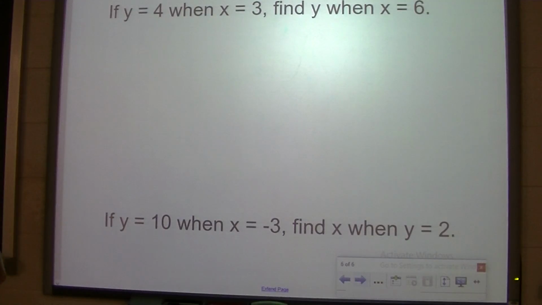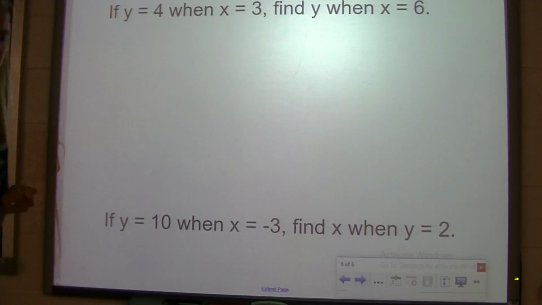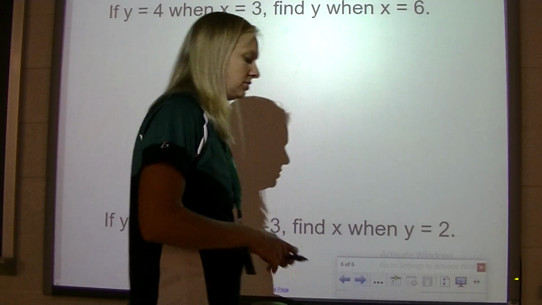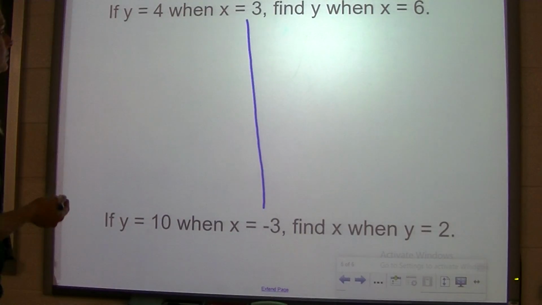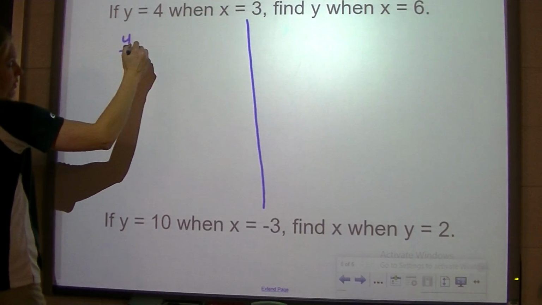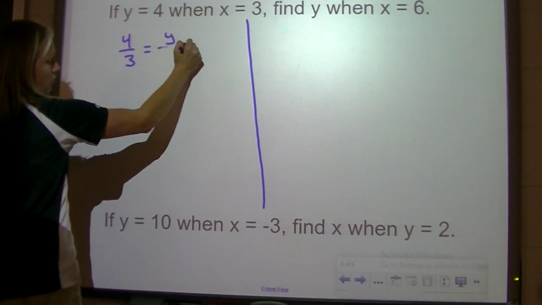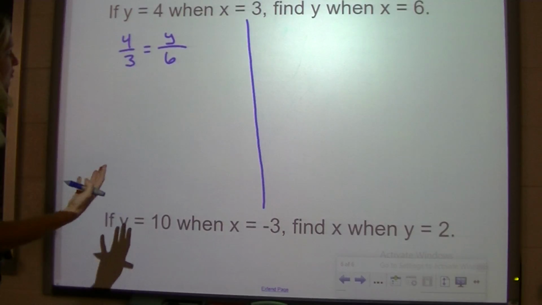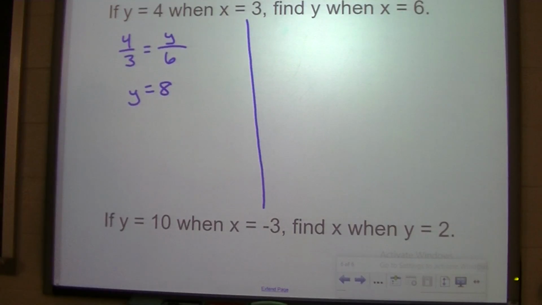Example 4, there's a couple different problems. It says if y equals 4 when x equals 3, find y when x equals 6. In your notes I gave you 2 different ways. Obviously the easiest is proportion. Using a proportion, I'll do it both ways here for you, and you can use whichever way you want. So if y is 4 when x is 3, I can say, all right, 4/3 equals, it says find y. Well, since y is my numerator, I'm going to put my unknown y there, over 6. Here's a proportion, just solve for y. 4 times 6 is 24. 24 divided by 3 is 8. So find y when x is 6, it should be 8.